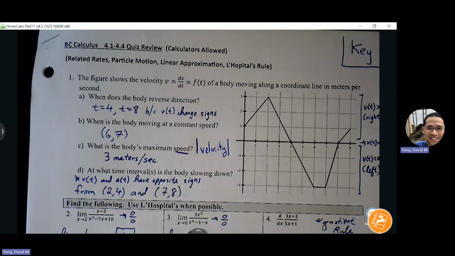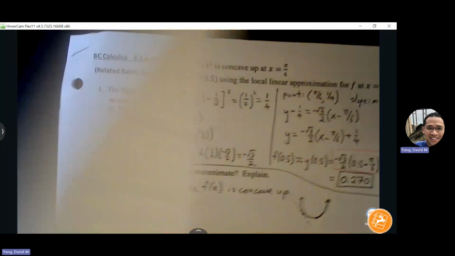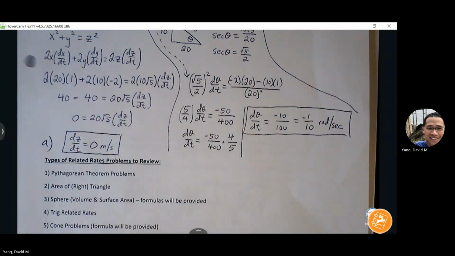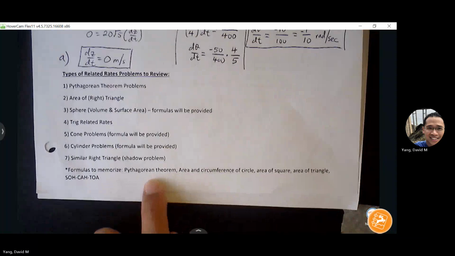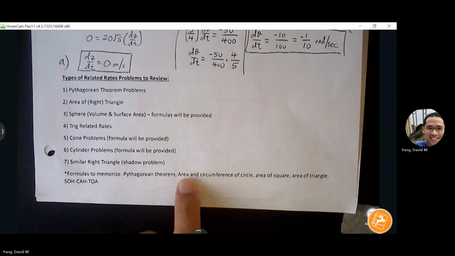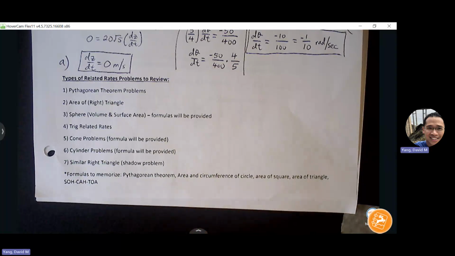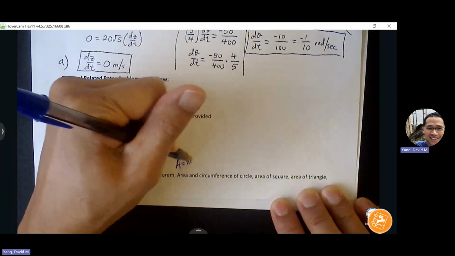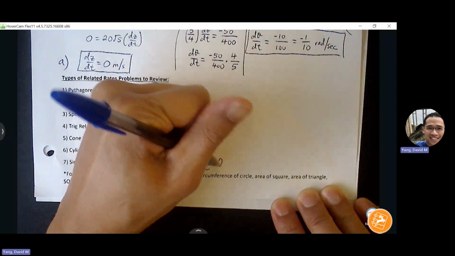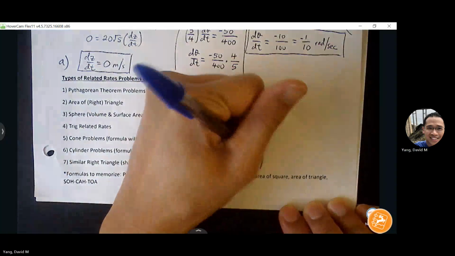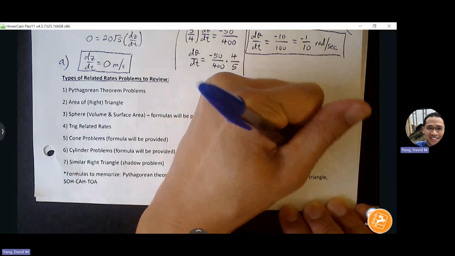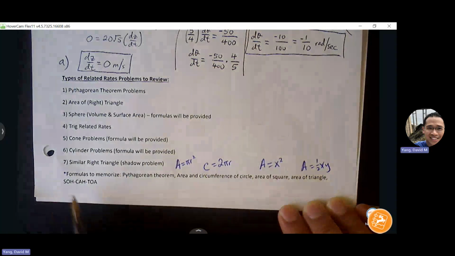What formulas do we actually know? Yeah, so I have those listed at the bottom of page 4. So Pythagorean theorem, area and circumference of a circle. Area is pi r squared. Circumference is 2 pi r. Area of a square is x squared. Area of a triangle is 1/2 x times y. And then SOHCAHTOA as well.